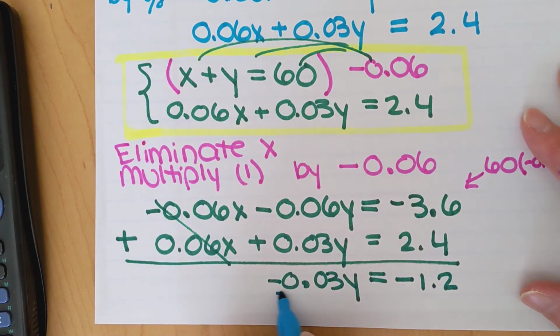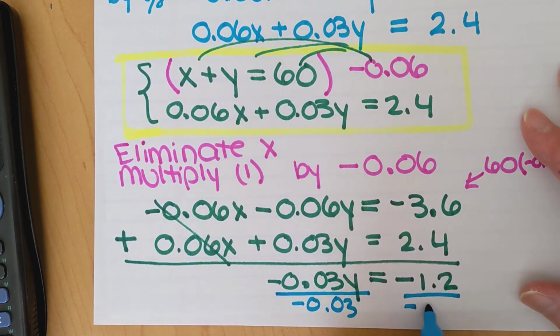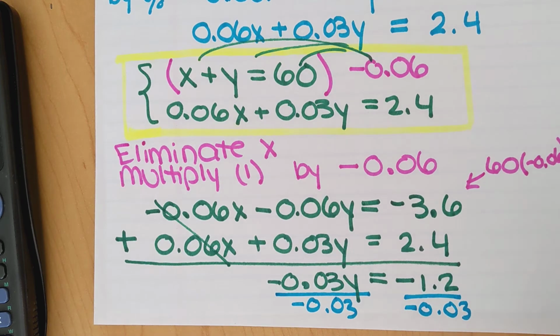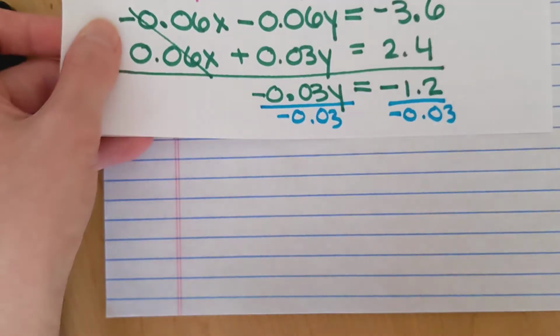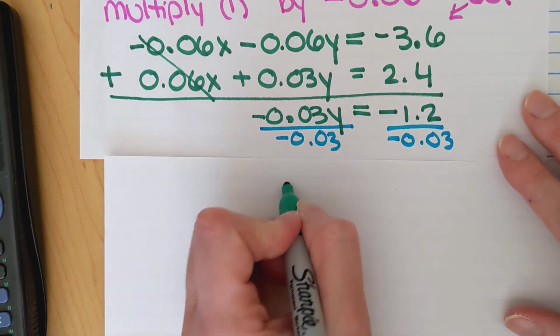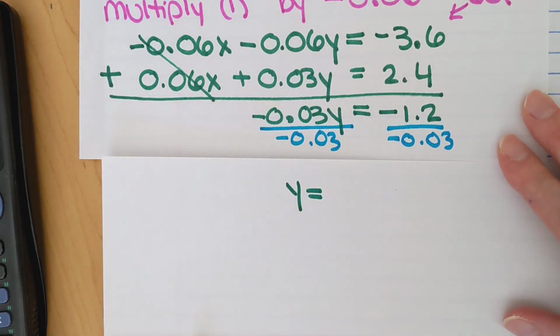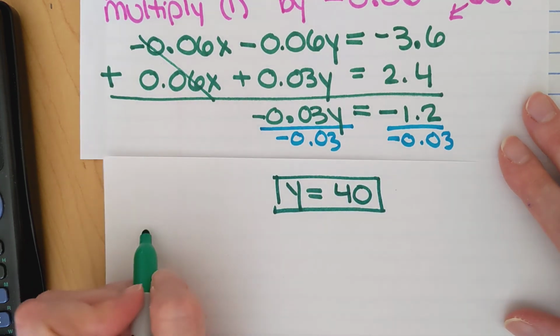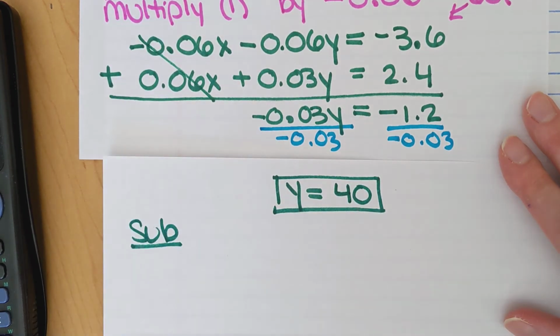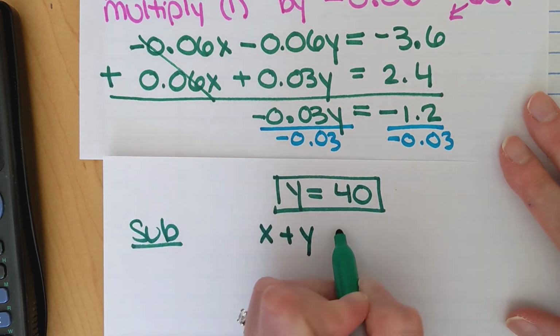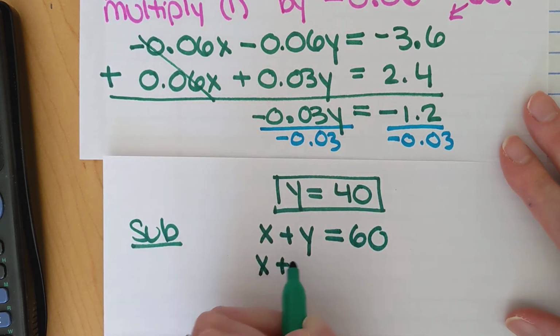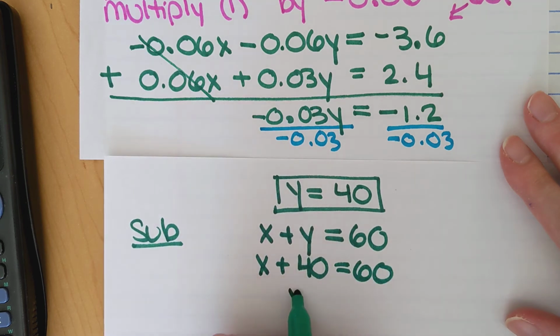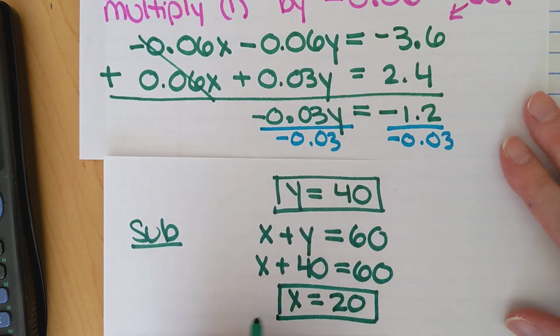Then we just divide both sides by negative 0.03. When we make that division, y equals negative 1.2 divided by negative 0.03, which gives us 40. So that's our solve step. Then we need to sub back in at the end to any of those equations to find the other unknown. So I'm going to sub back into x plus y equals 60. When I plug in y is 40, that gives us x is equal to 20.